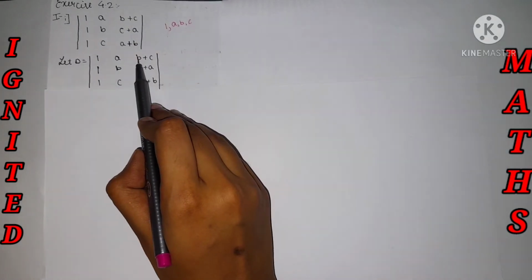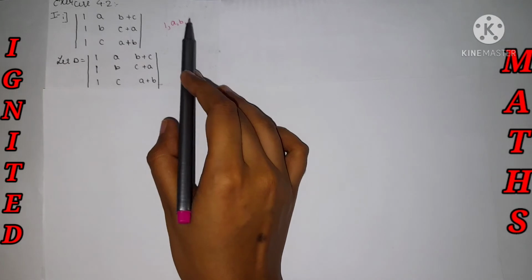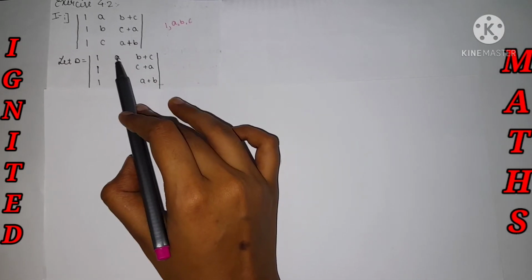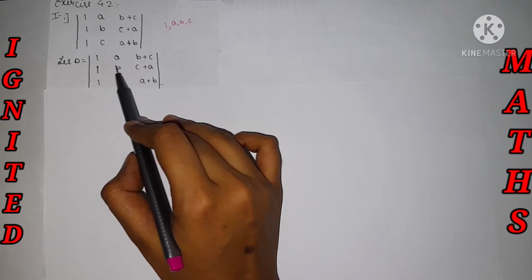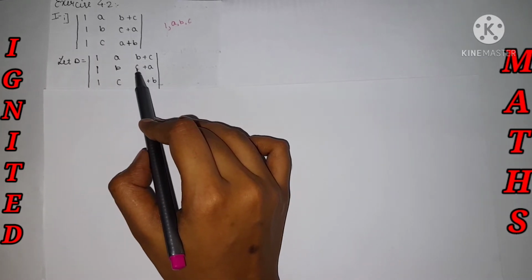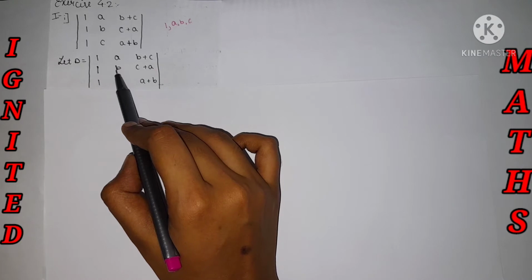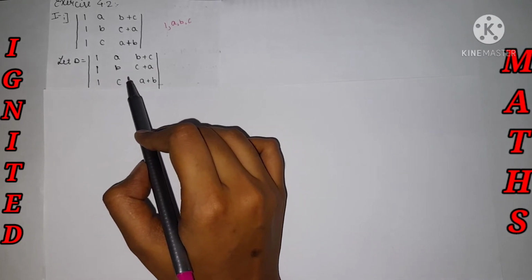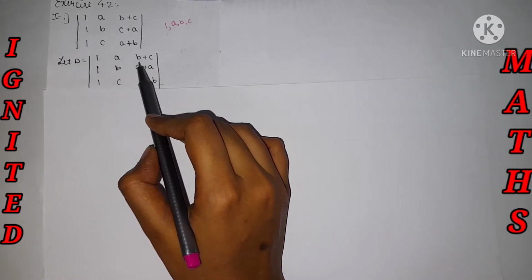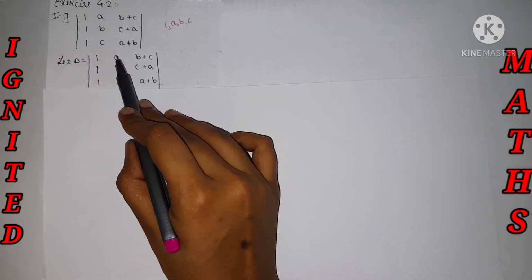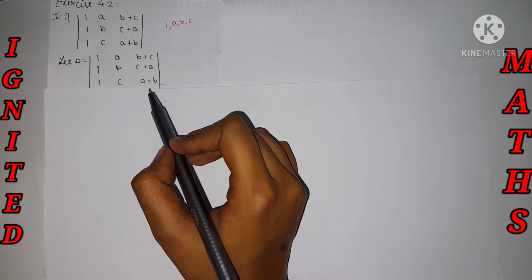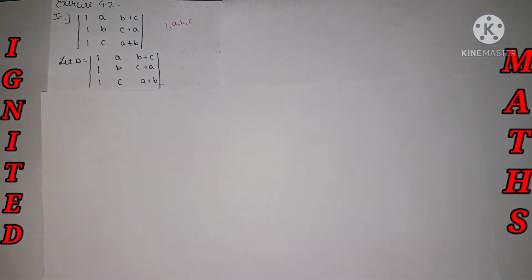If we see column 3, that is b plus c, these 2 terms are there and the leftover term is a. It's the missing term from column 3. In the second row, column 3 is c plus a, and here a plus b. If we watch it, the leftover term of column 3 is present in column 2. Here is the relation.